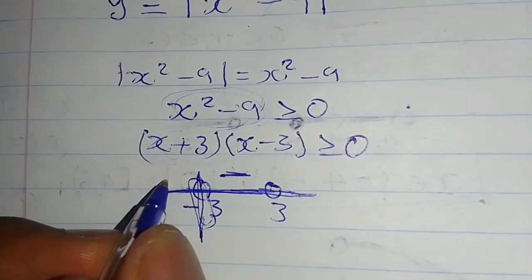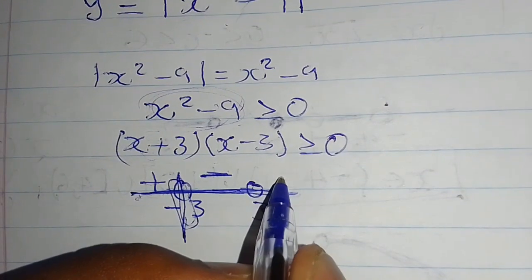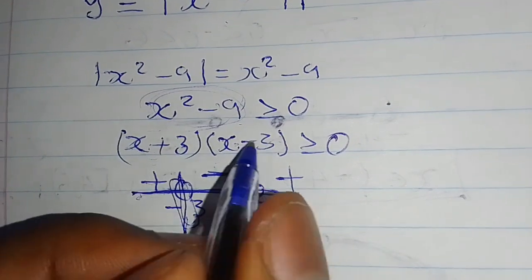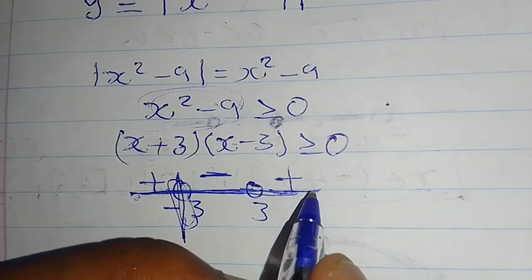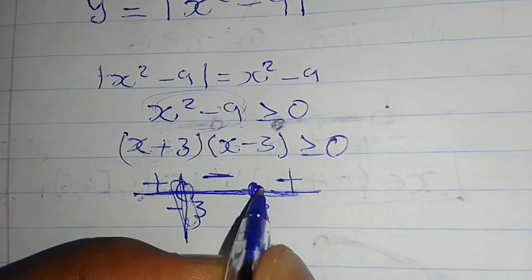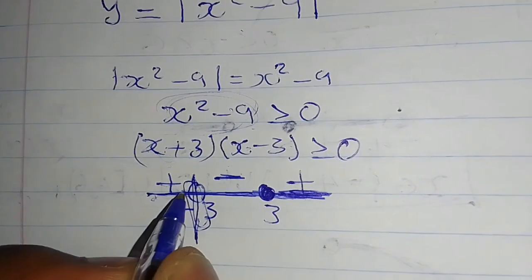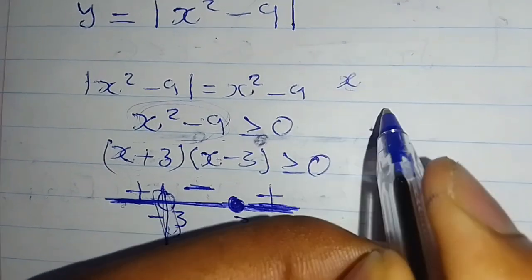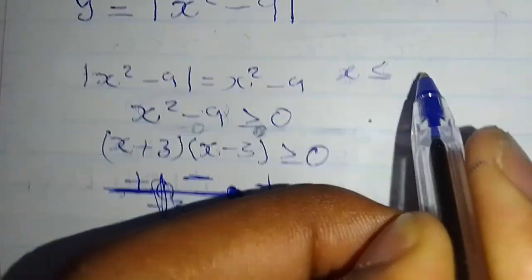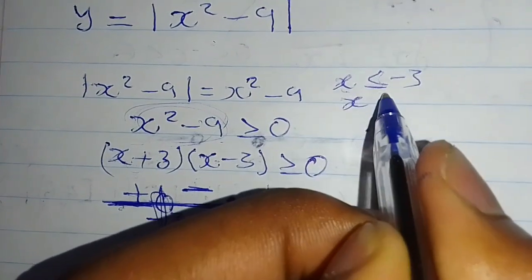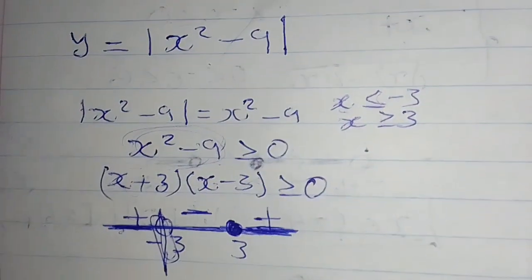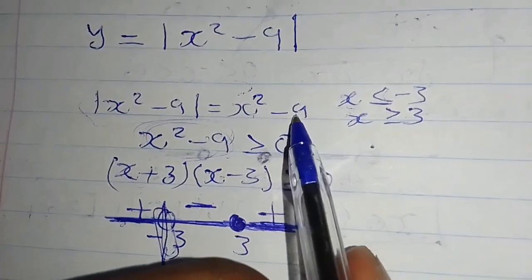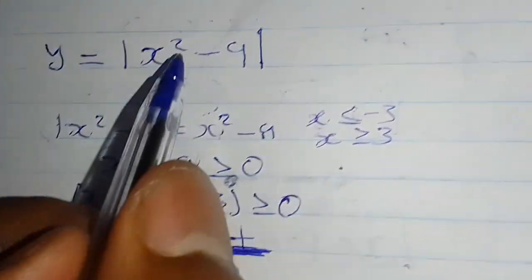negative times negative, which is positive. And then you get a positive value. Plug in a number larger than 3, which is just 4. 4 plus 3, 4 minus 3, which is positive by positive, which gives you a positive answer. So you realize that you have something like this. That will be your positive regions. So as long as x is less or equal to minus 3, or x is greater or equal to 3, then that function will be defined by x squared minus 9. For the negative interval, you just distribute a negative.